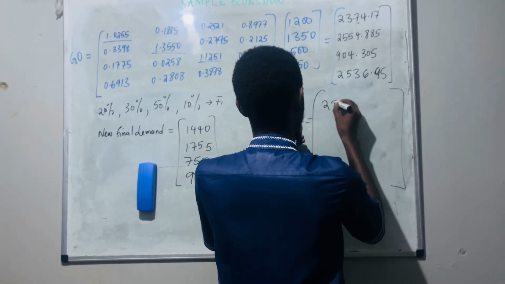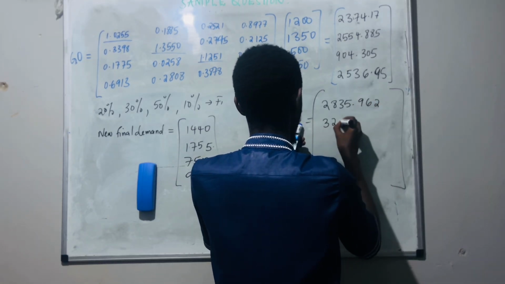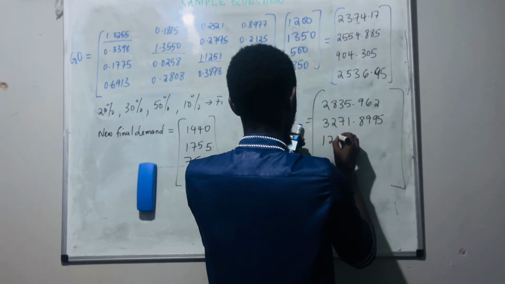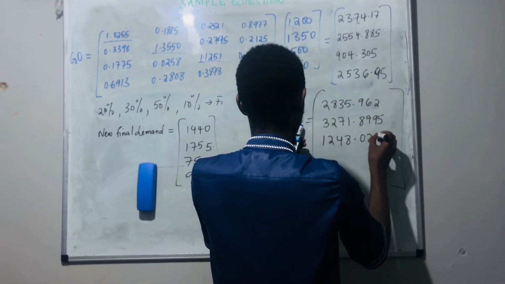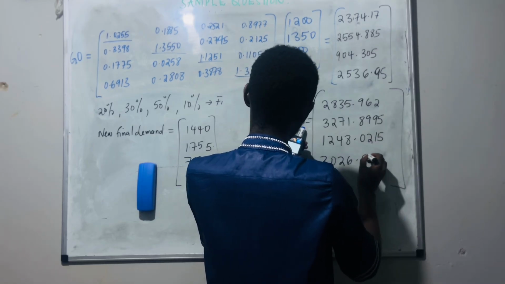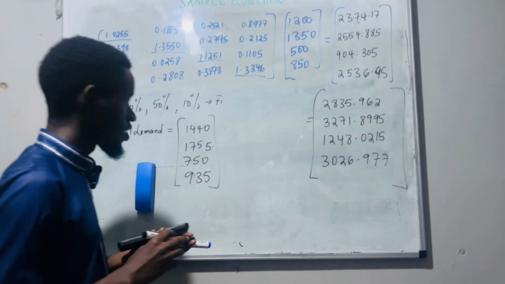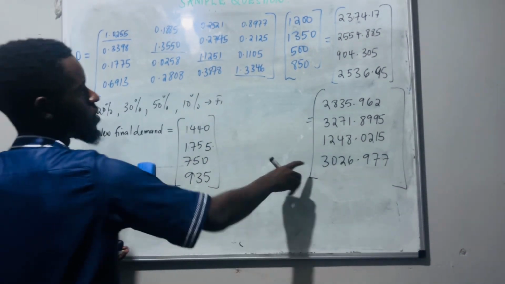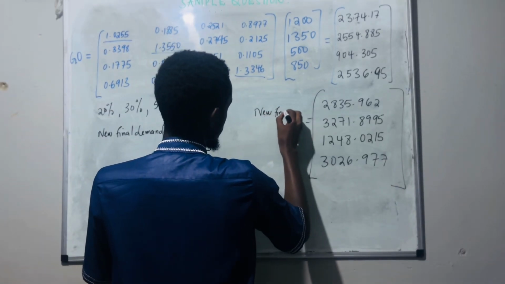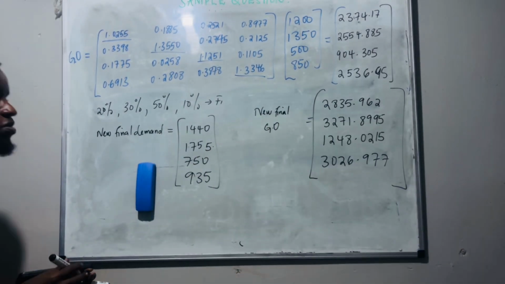Then my final output is going to be something like this. Here I have 2835.962, then here I have 3271.8995, and then 1248.0215, and then lastly I have 3026.977. Something like that. Now this is the new final demand, the new final gross output as a result of the increase in the final demand.